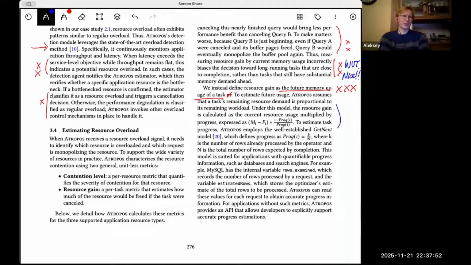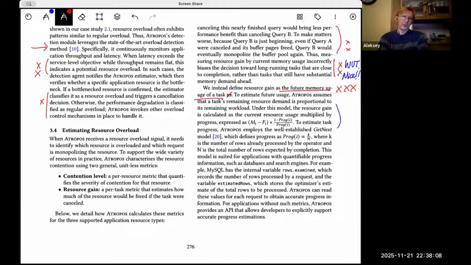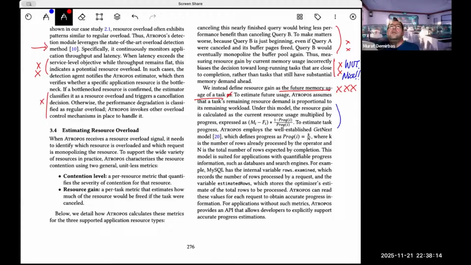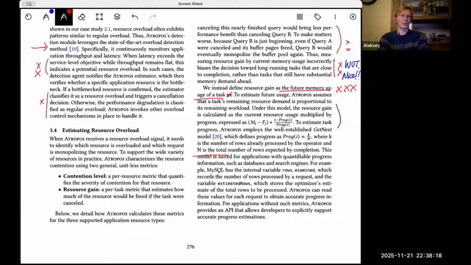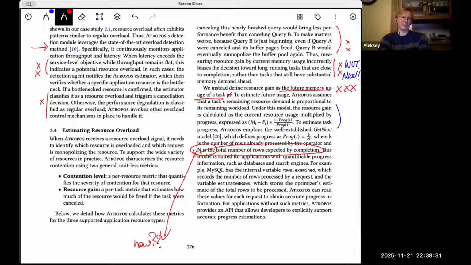To estimate task progress, Atropos employs the well-established get next model 20, which defines progress as prog_i is k over n, where k is the number of rows already processed by the operator, and n is the total number of rows expected by completion. Okay, so that was my question, right? They are becoming database biased. It has to be a database system that can give you that query plan information, the cardinality of what you scan and things like that.